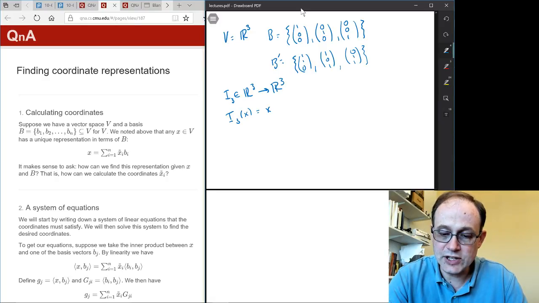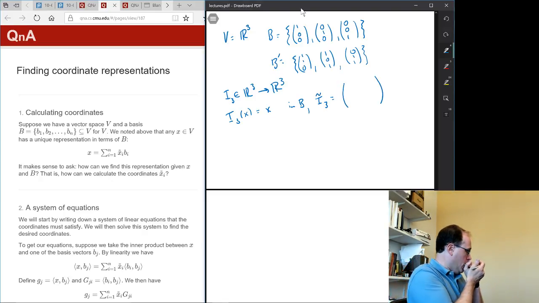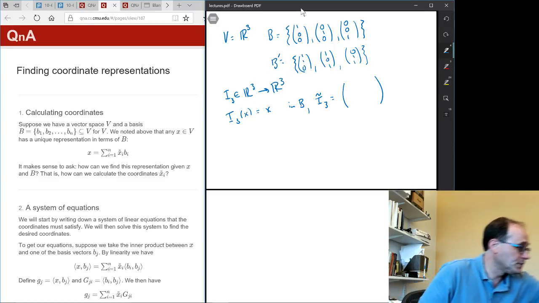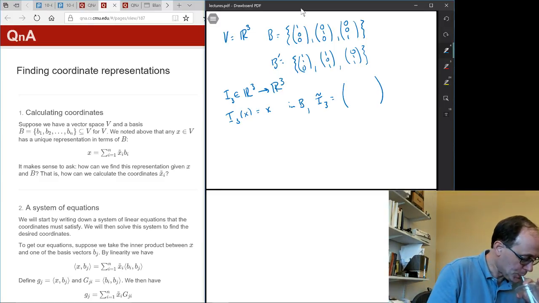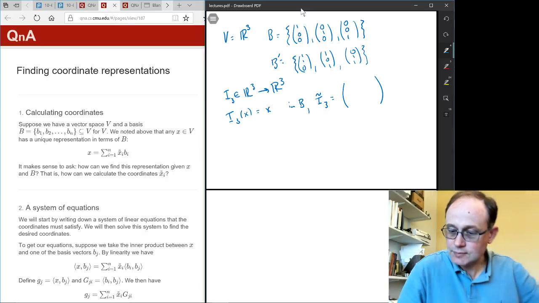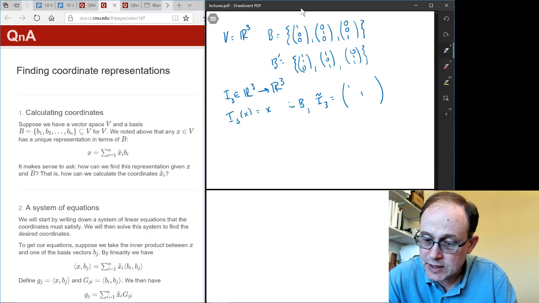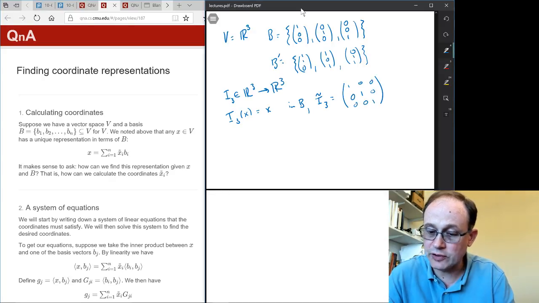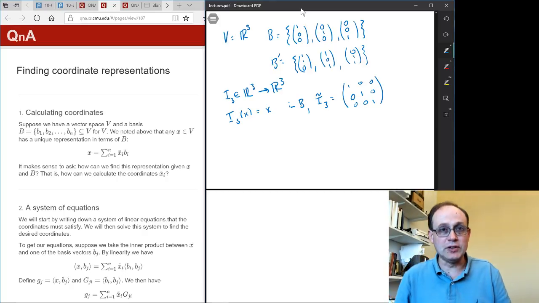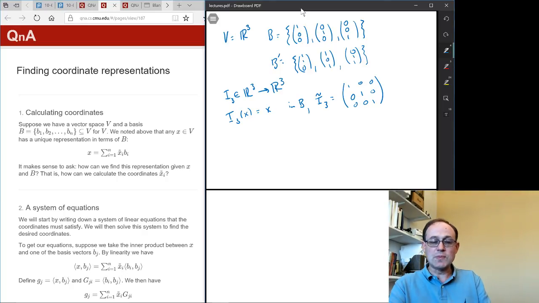And the coordinate representation of that in basis B, we'll put a tilde over it to indicate coordinate representation. The coordinate representation of I_3 is just the diagonal matrix with 1s on the main diagonal and 0s elsewhere, right? So that's an example of a basis and the coordinate representation of a linear operator in that basis.